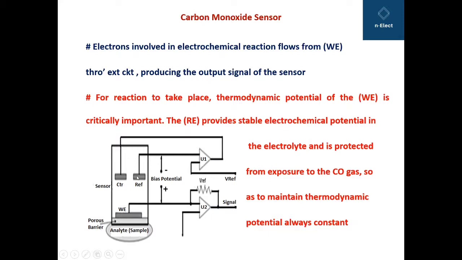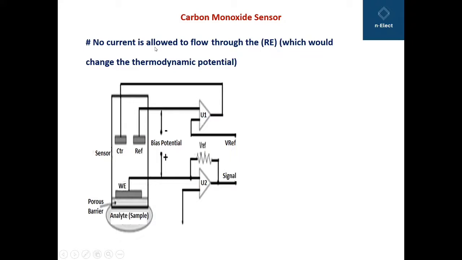The reference electrode provides a stable electrochemical potential in the electrolyte and is protected from exposure to CO gas, so as to maintain the thermodynamic potential always constant. No current is allowed to flow through RE, that is the reference electrode, which would change the thermodynamic potential.